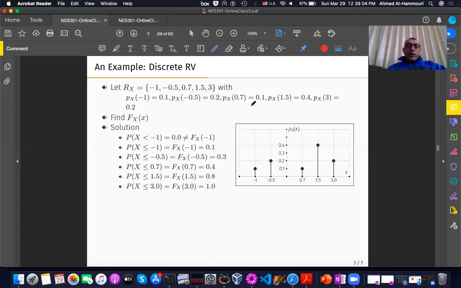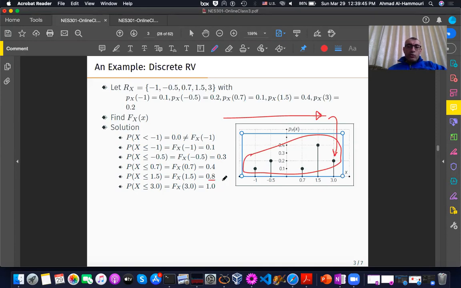And the last one, the last point in the range, what's the CDF of 3? Okay. I'm adding the probabilities of all points from minus infinity to 3, and I'm including the 3. So I'm adding the probabilities of all these points, and if you add them, there will be 1. Or I already accumulated the probabilities up to 1.5, which is 0.8, and I add just the probability of the single point I'm stepping into, which is 0.2. So what I already accumulated plus 0.2 gives me exactly 1. Good.